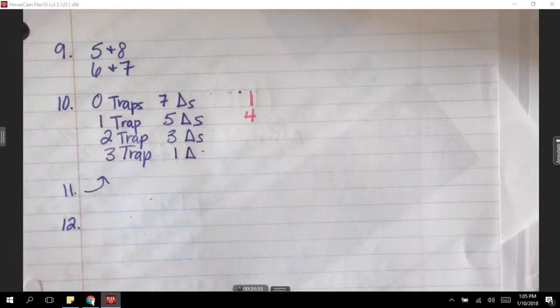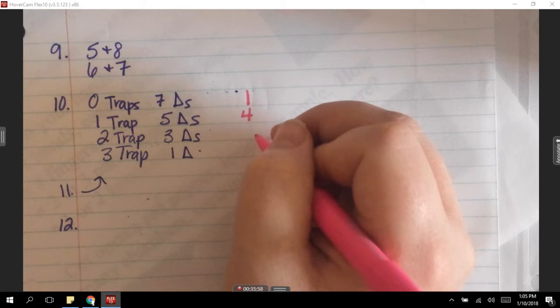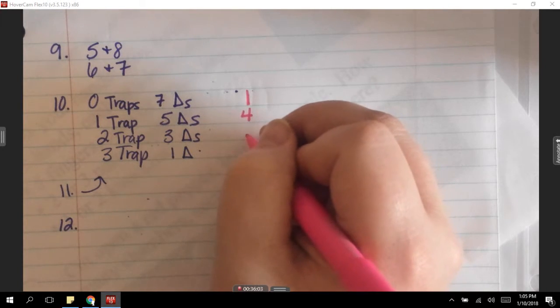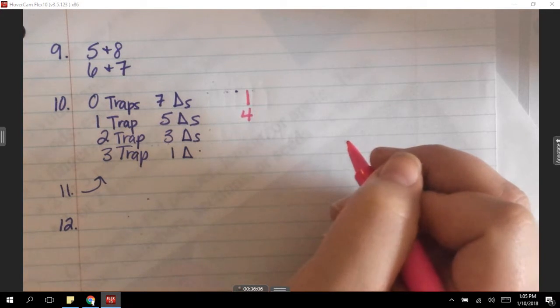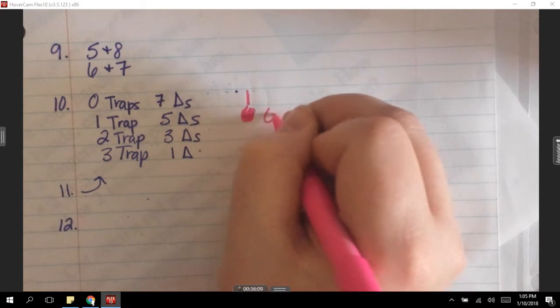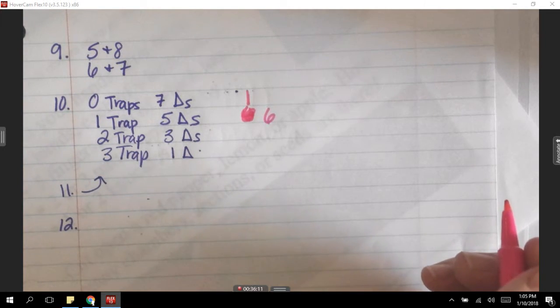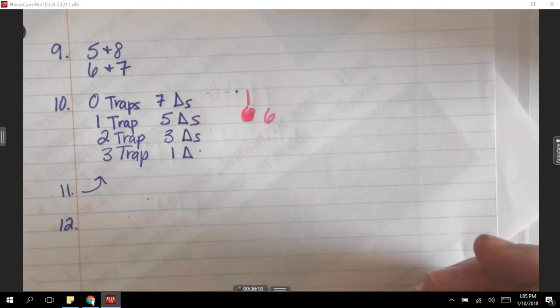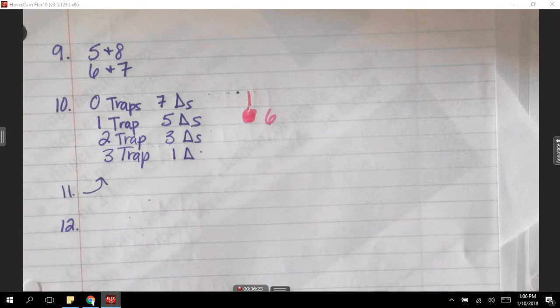If we had 2 traps and 3 triangles, didn't we handle that? It is 6. I don't know why I wrote 4. It's 1, 6, and then is there 7? 2 traps and 3 triangles. How many options for that? 1, 2, 3, 4, 5, 6, 7, 8, 9, 10. I get 10.